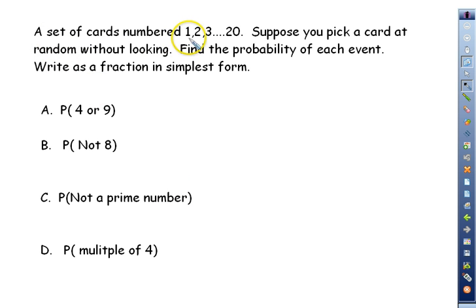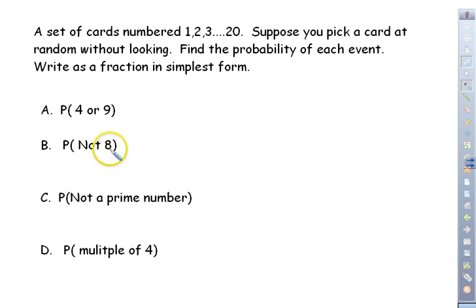Okay, so let's look at another type of example. A set of cards numbered 1, 2, 3, all the way up to 20. Okay, so 20 cards. Suppose you pick a card at random without looking. Find the probability of each event, and write as a fraction in simplest form. So I want you to go ahead, answer those questions accordingly, and hit pause, and we'll see if you get the same that I get.